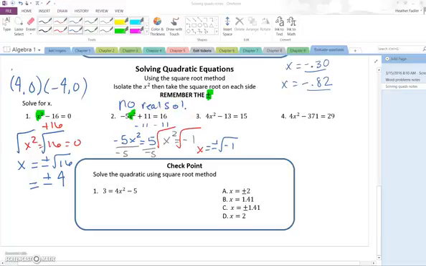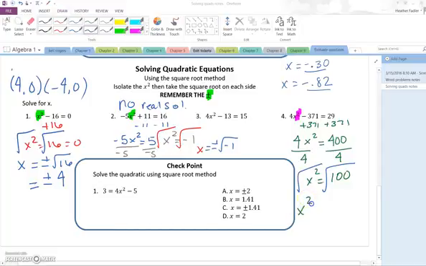Okay, number 3, you can do if you need extra practice. Let's look at 4. So 4, I need to isolate the x squared. So I'm simply going to add 371 first. So I get 4x squared equals 29 plus 371 is 400. I'm going to divide by 4. X squared equals 100. Next step, it's isolated, so take the square root.